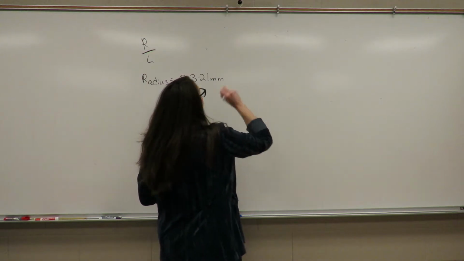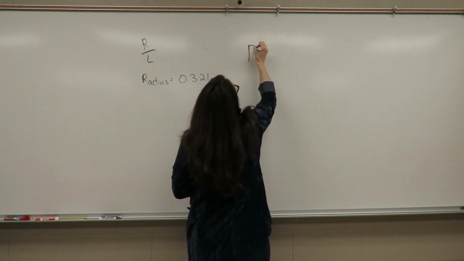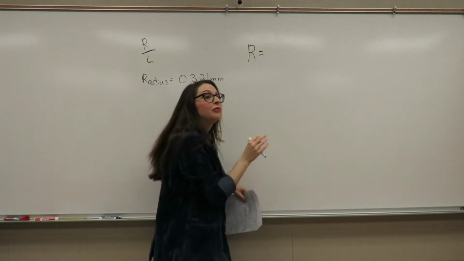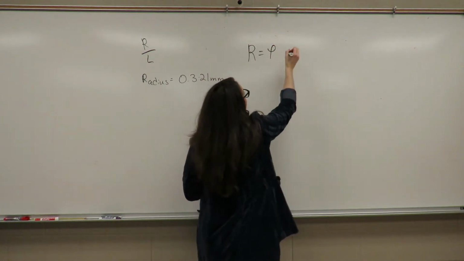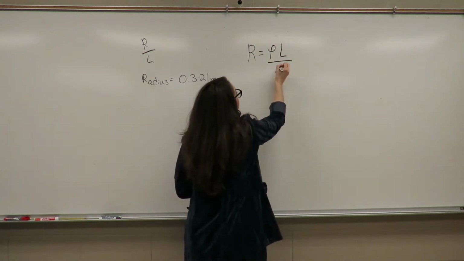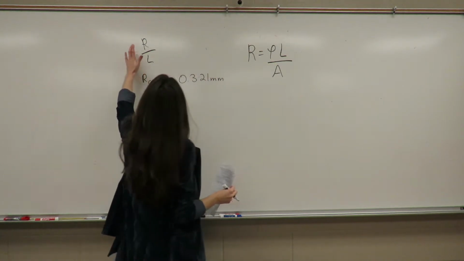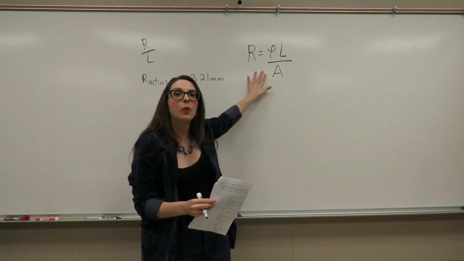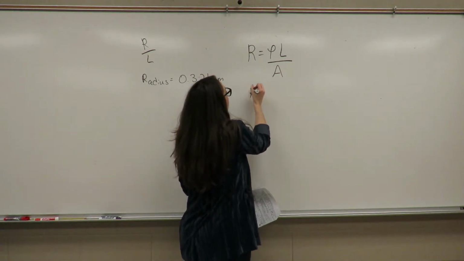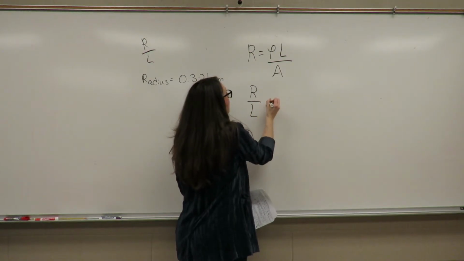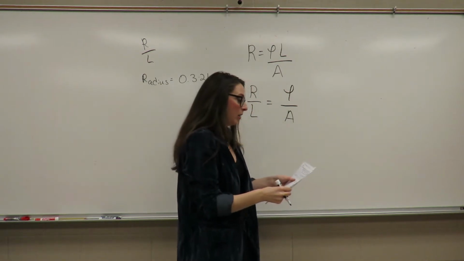So we can solve this problem by using our equation for resistance, the equation that depends on the resistivity of our material times the length of the material divided by its cross-sectional area. So if we're looking for the resistance per unit length, we need to solve this equation for R over L. And so if I divide both sides by L, I have that the resistance over the length is equal to the resistivity divided by its cross-sectional area.